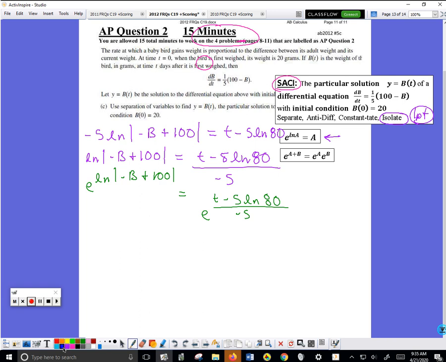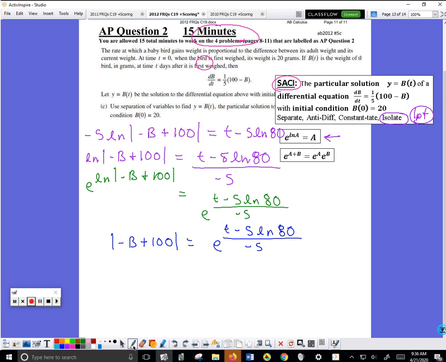Okay, so I have the natural log, absolute value, negative b plus 100, oops, absolute value, equals this mess, e to the t, subtract 5, natural log 80, all divided by negative 5. To get rid of the, oh, sorry, no natural log, just absolute value. The board is definitely distracting for me.